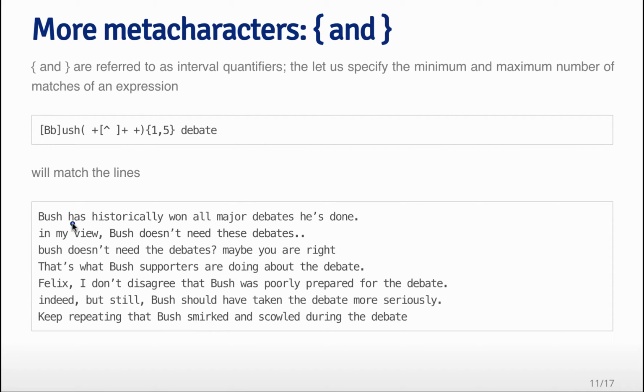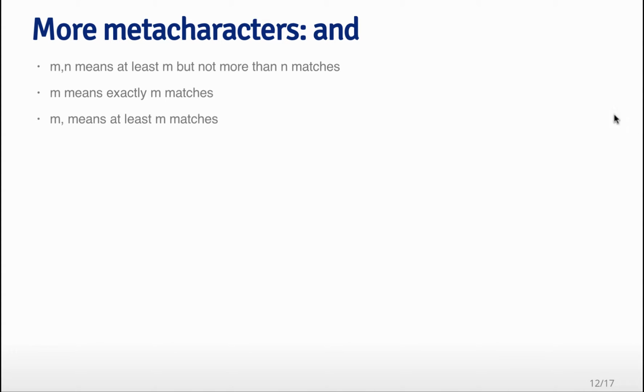So that will match all of these because in this case there are 5 words that occur between Bush and debates. In this case there are 3 words that occur between Bush and debates, and so forth. So as long as there's between 1 and 5 word-like objects between the two, we'll discover it with this regular expression.